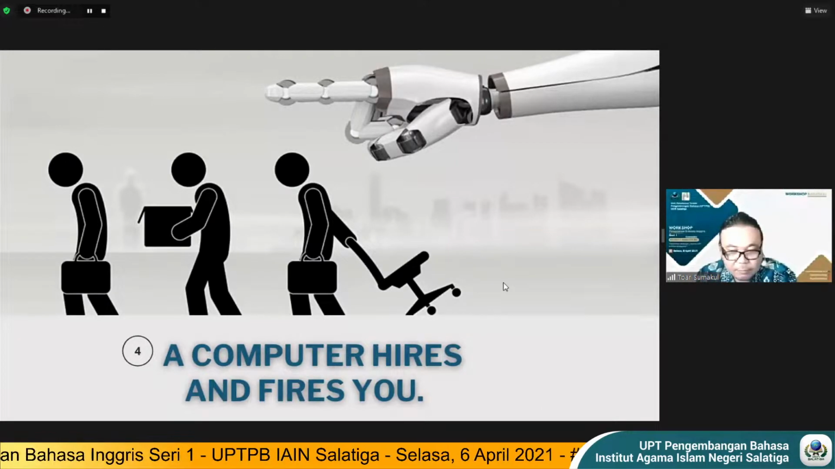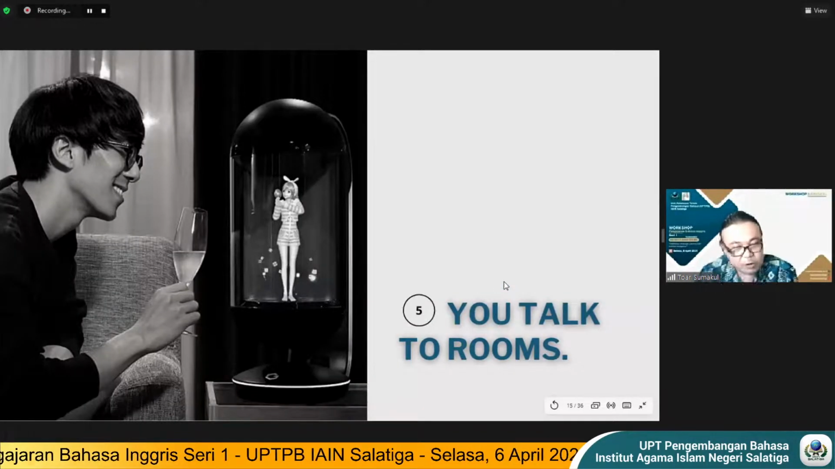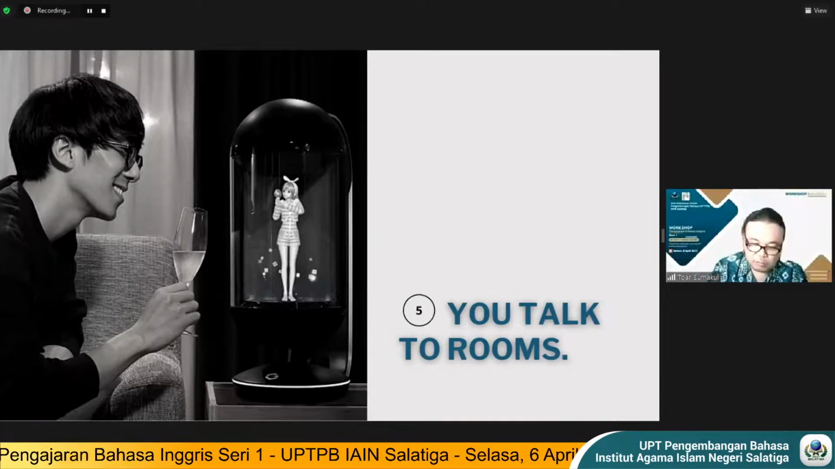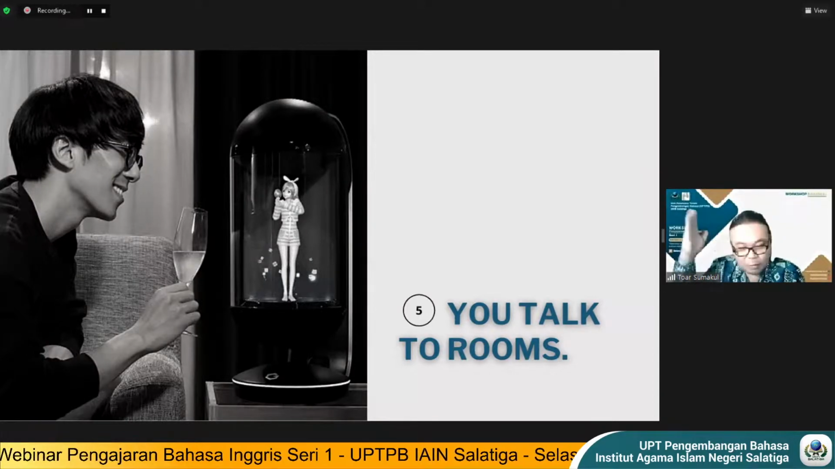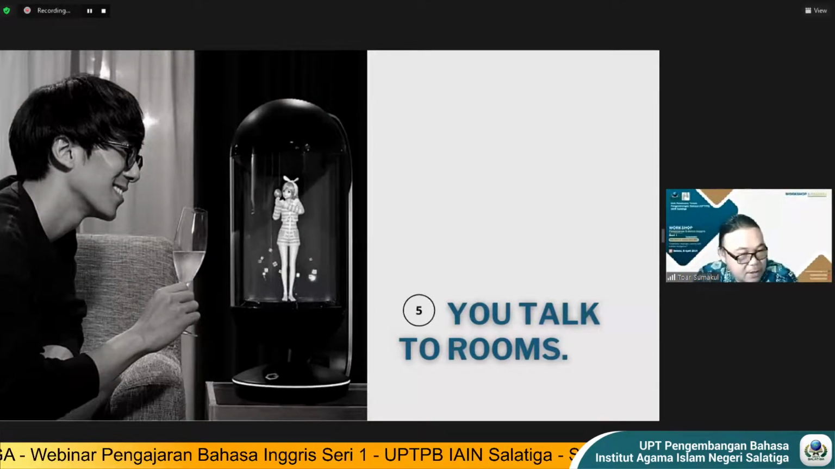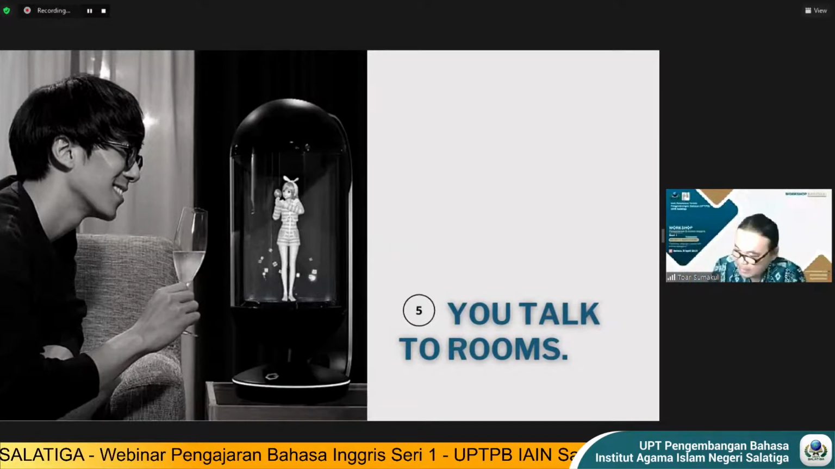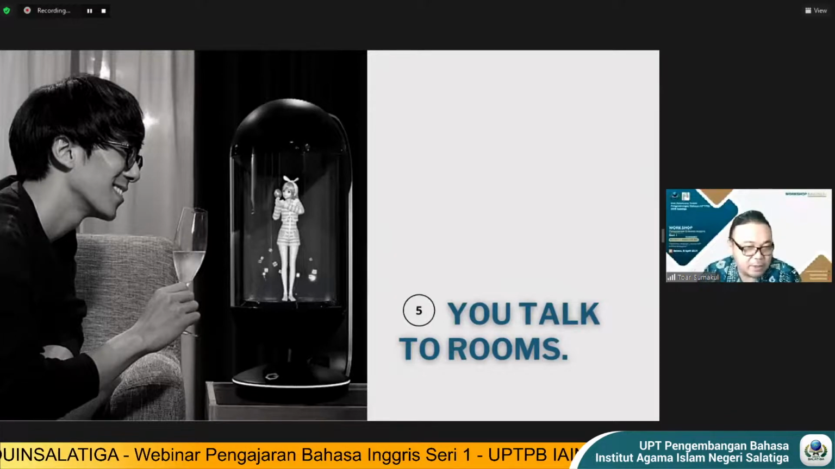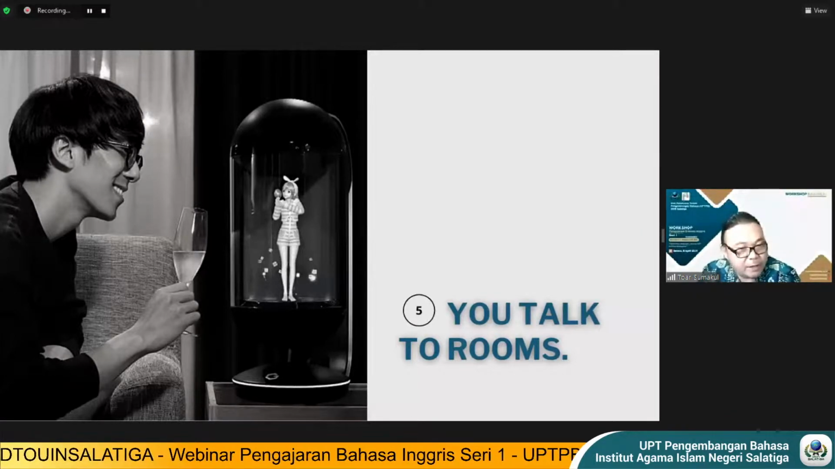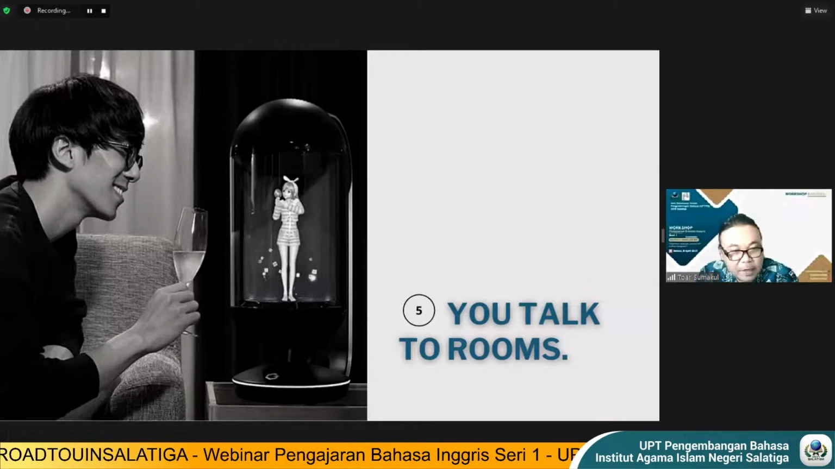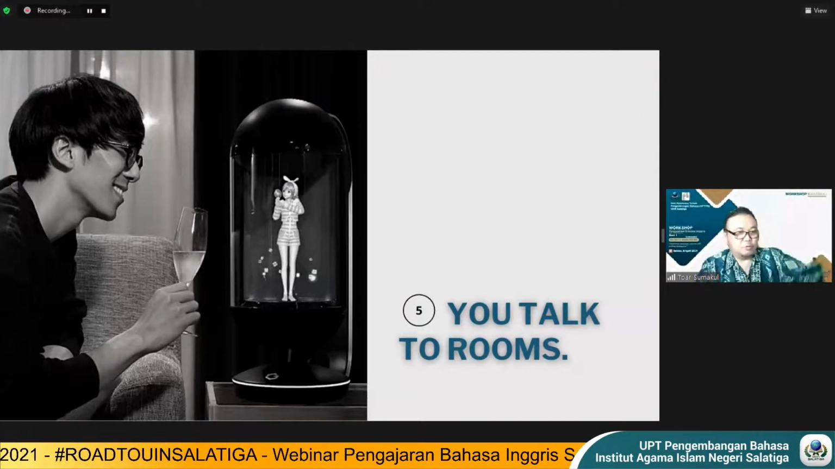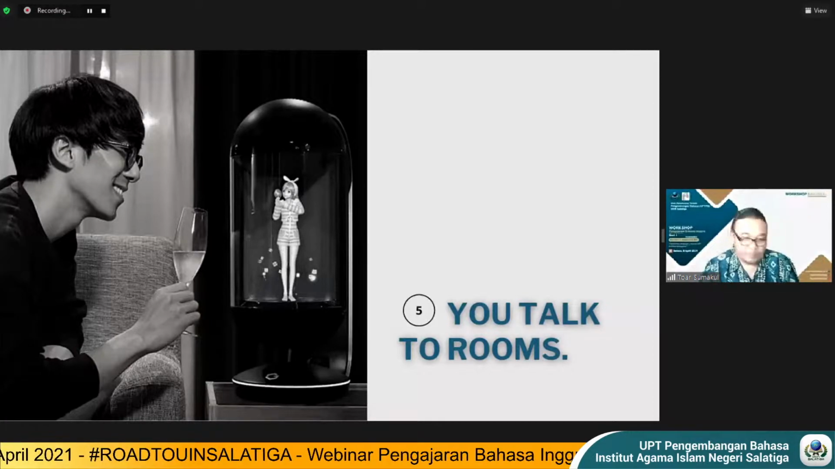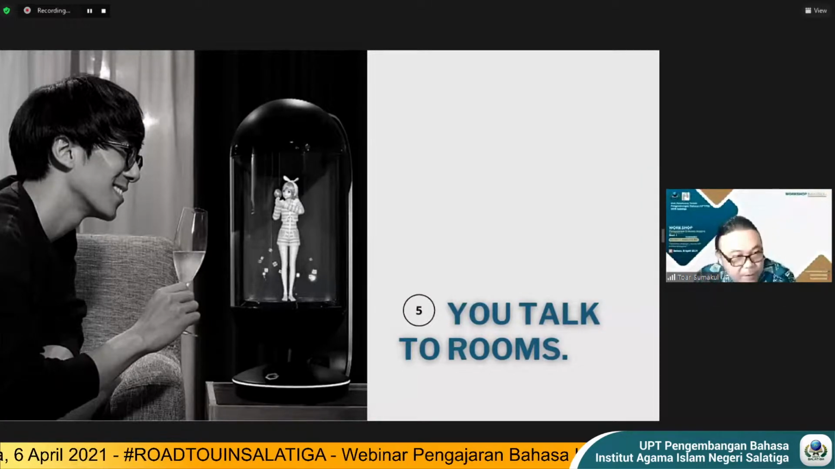Next, you talk to rooms. Later in the future, we can talk to the refrigerator, the door, the lamp, all of the things. It is the idea of IoT, the Internet of Things. So even objects will have an internet connection. And we already have it right now with intelligent assistants. We can talk to our phone, to a computer, and that will be the future.